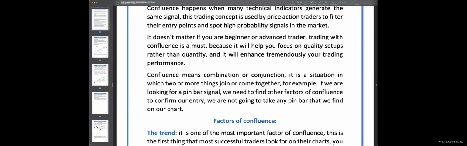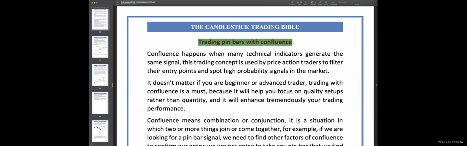Okay, trading pin bars with confluence. Confluence simply means if you see a pin bar, wherever you see it, it has to line up with something. If you've got a pin bar lining up with two, three, four, five things, execute your trade without doubt. A trade can either be a loss or a profit.